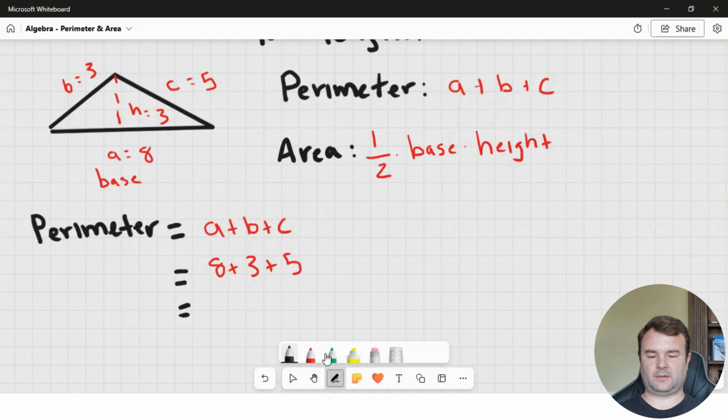And solving that works out to be 8 plus 3 plus 5 is 11 plus 5 is 16. So the perimeter of this triangle is 16 units. Now we'll get to area.